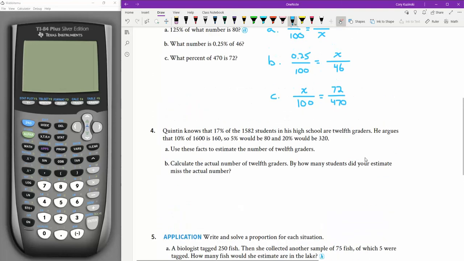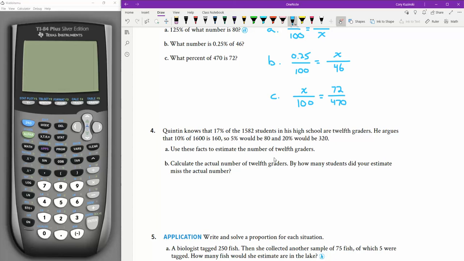Here we go. Number 4. Quentin knows that 17% of the 1,582 students in the high school are 12th grade. He argues that 10% of 1,600 is 160. Yeah, that's true. Just divide 1,600 by 10, you get 160. So 5% would be 80. Okay, that makes sense because half of 10% is 5%. Half of 160 is 80.